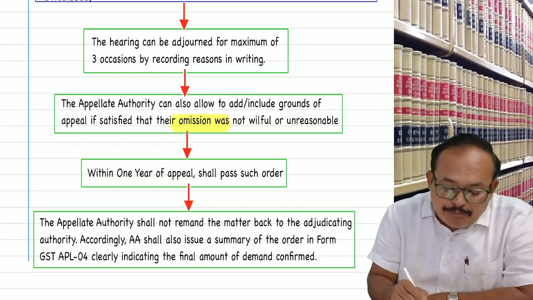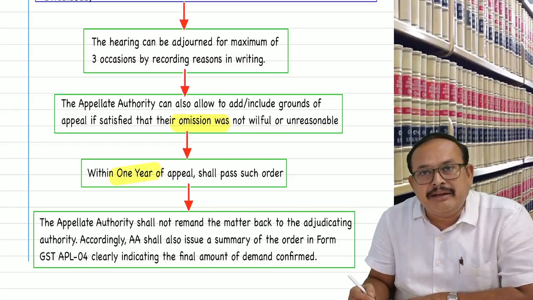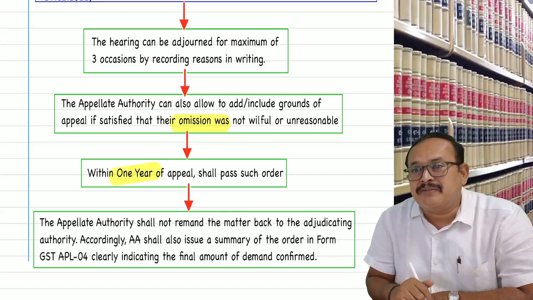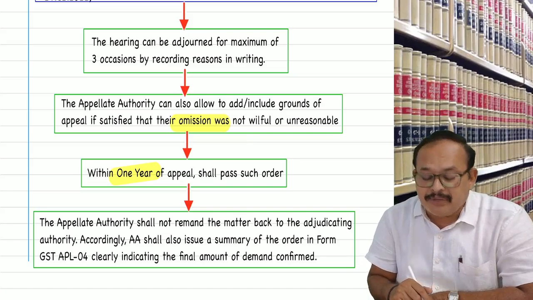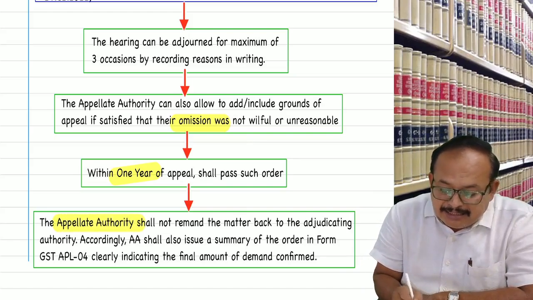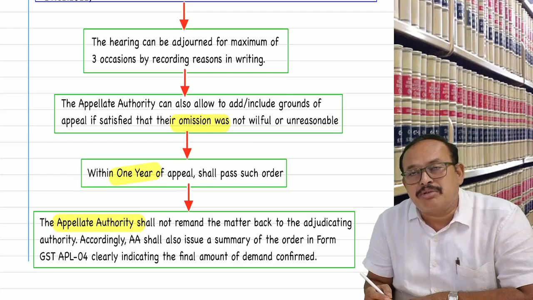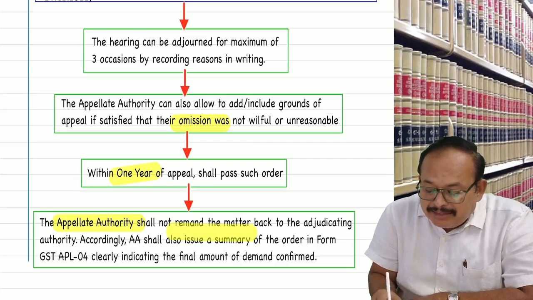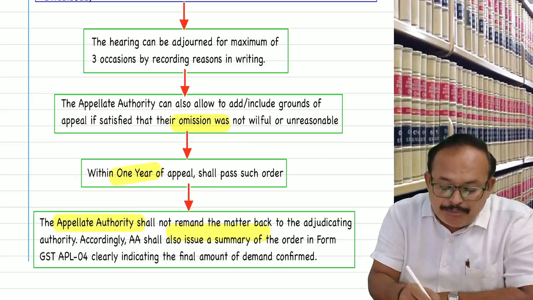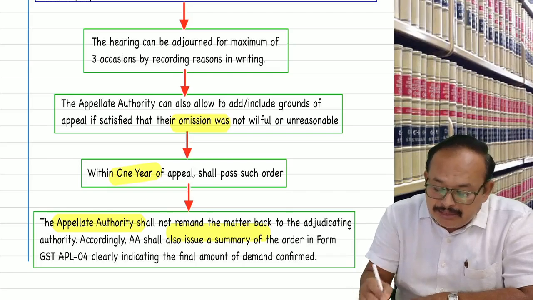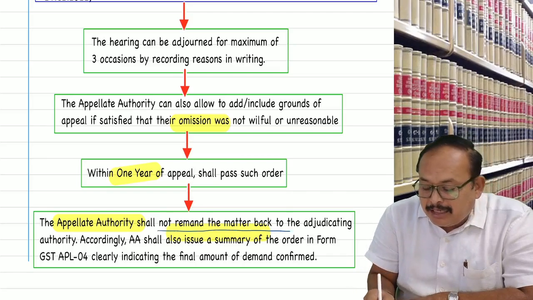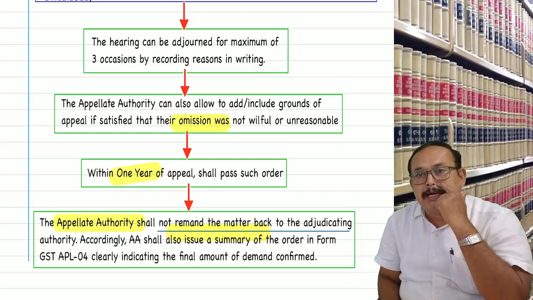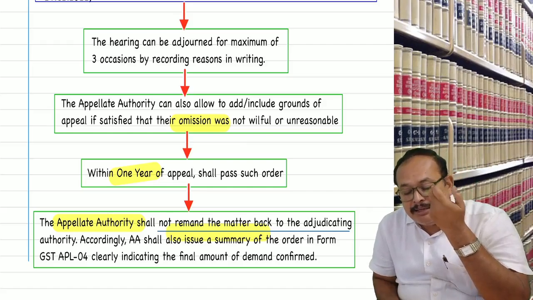Further, the maximum period of 1 year only, the appeal can be heard, meaning the judgment must be given by the appeal authority within 1 year from the date of accepting the appeal for hearing. At the same time, the appeal authority, namely the Joint Commissioner of Appeals or Commissioner of Appeals, does not have any power to remand the matter back to the adjudicating authority. What do you mean by this point? How to understand not remanding the matter back to the adjudicating authority?